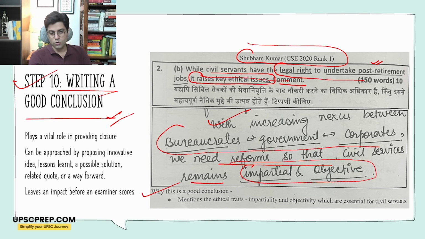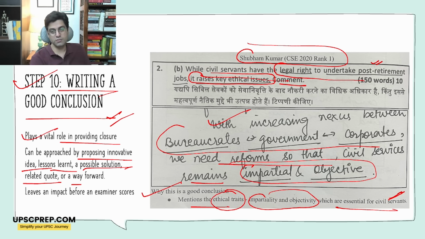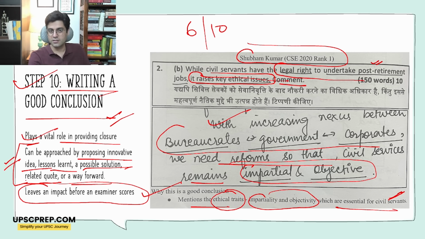So why is this a good conclusion? Because it mentions ethical traits, impartiality and objectivity, which are essential for civil servants. A good conclusion is very important in providing closure to the argument. It can be approached by proposing innovative ideas, lessons learned, possible solutions, a related quote, or a way forward. These all can be part of a good conclusion. It leaves an impact before the examiner scores. The examiner thinks, yes, I got an ending to that answer, so I'll score it well, yes, 6 out of 10. This is how the examiner also thinks.